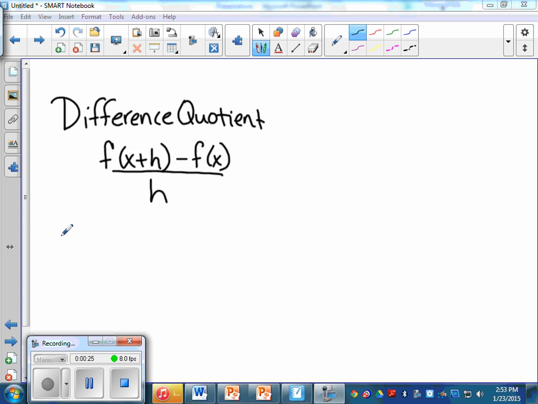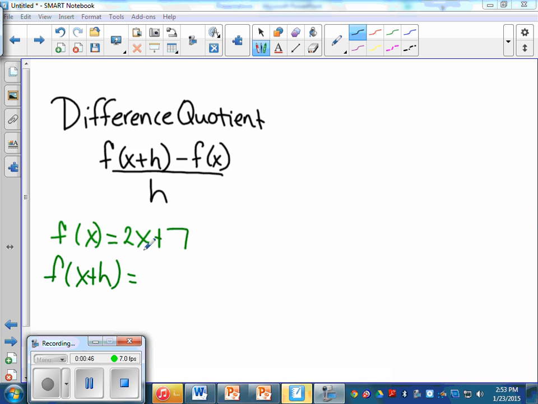What will happen then is we will give you a function. So let's say f of x equals 2x plus 7. And I want you to find the average rate of change for this function. Well, to do that, I need both f of x plus h and I need f of x. I've got f of x. It's 2x plus 7. So now I need to find f of x plus h.